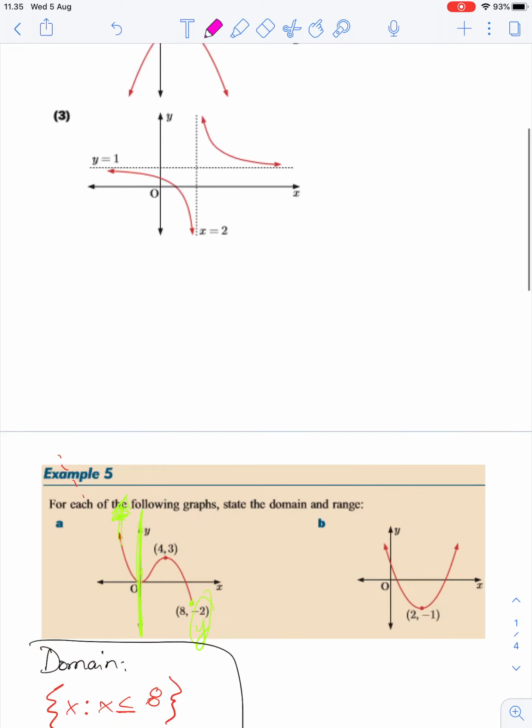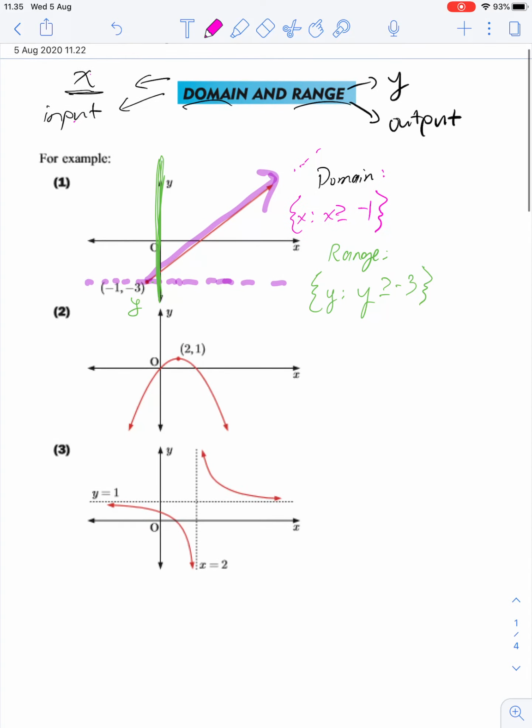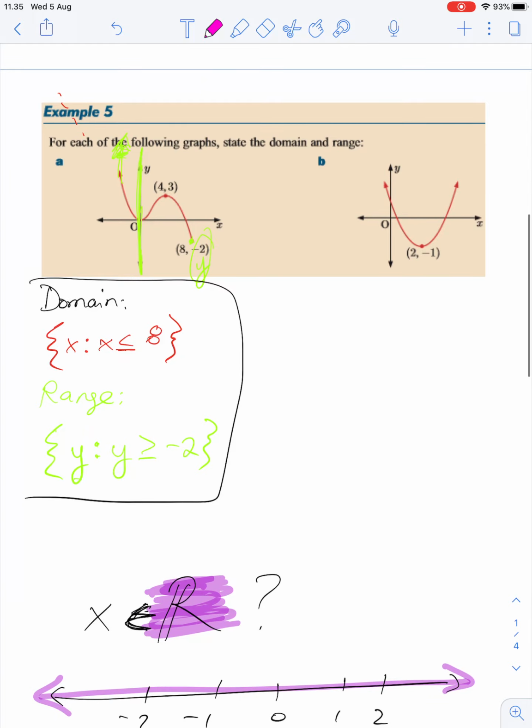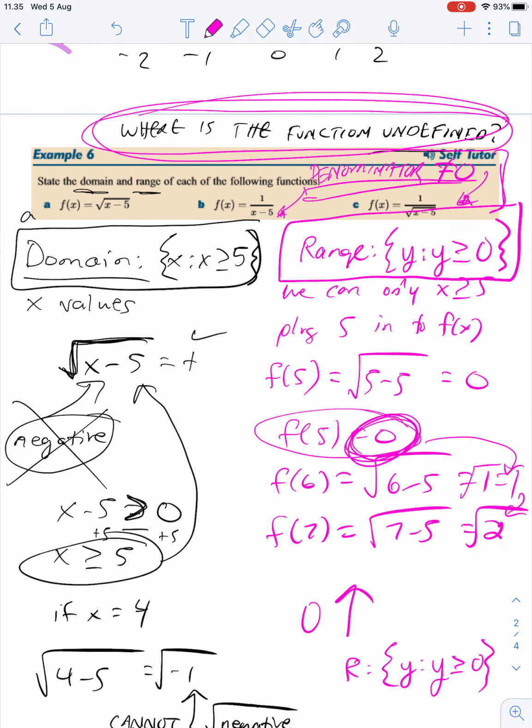That's it for domain and range. Just as a review, domain is your x or your input, range is your y or output. This is the format you need to be able to write it in. You'll be asked graphically to find the domain and range, and algebraically, where is the function undefined, domain and range.